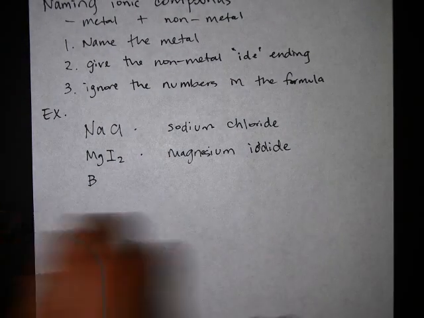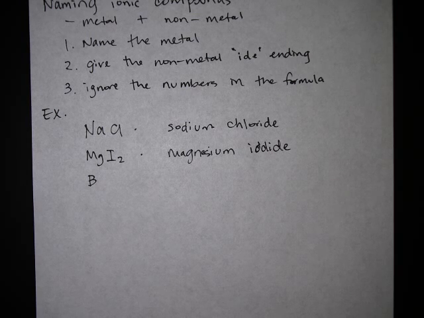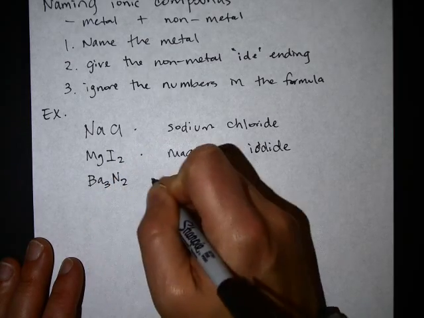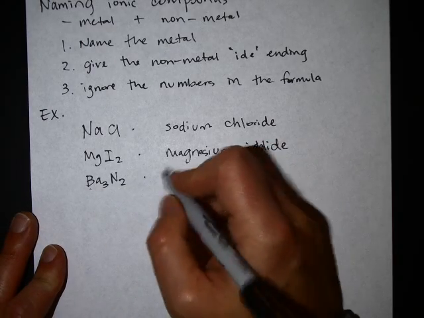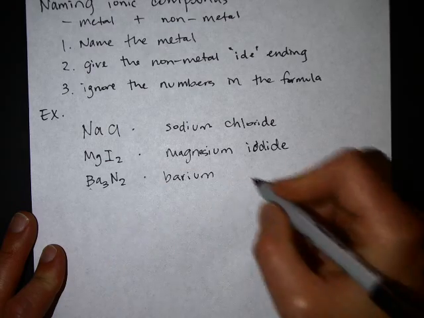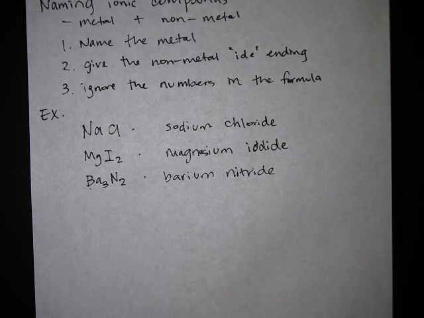One more? I had a good one last hour. Oh yeah. Try to name that. Got it? Ba3N2, ignore the 3 and the 2. Still name the first one, which is barium. And the second one is nitrogen, becomes nitride, N-I-T-R-I-D-E. How many of you have barium nitride? Okay, naming is the easy part.